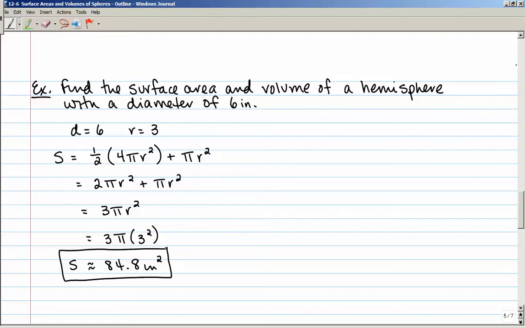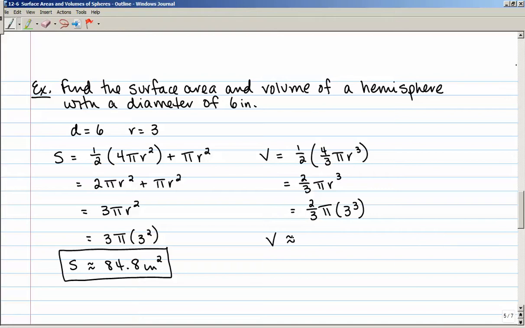So remember, the surface area of a hemisphere is the surface area of the half of the sphere, the bottom bowl part, plus the area of the great circle. Volume is a lot easier. Basically, if you cut a sphere in half, its volume is exactly half. So it's going to be 1/2 times 4/3 pi r cubed, which simplifies to 2/3 pi r cubed. 1/2 times 4/3 is 2/3. So the volume is equal to 2/3 times pi times 3 cubed, where the volume is approximately equal to 56.5 cubic inches.